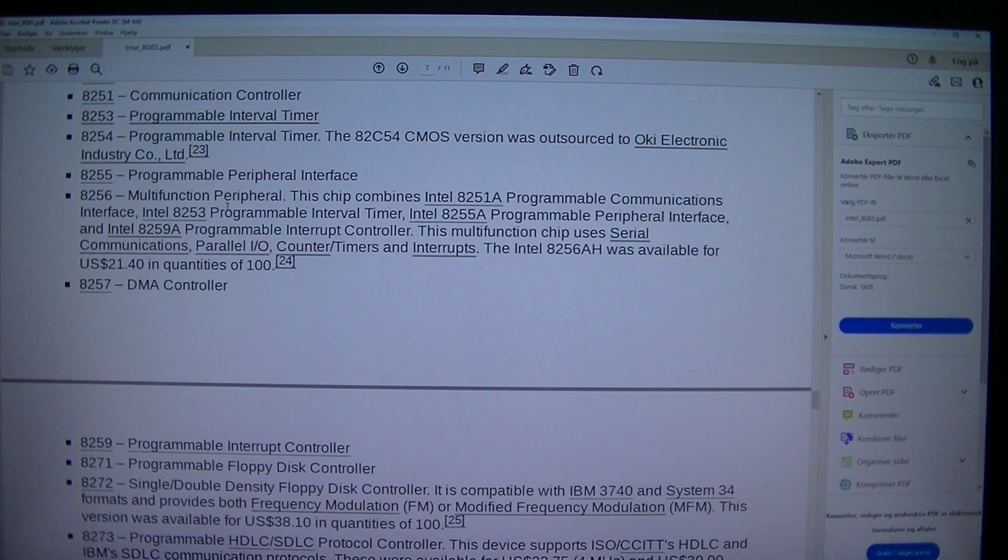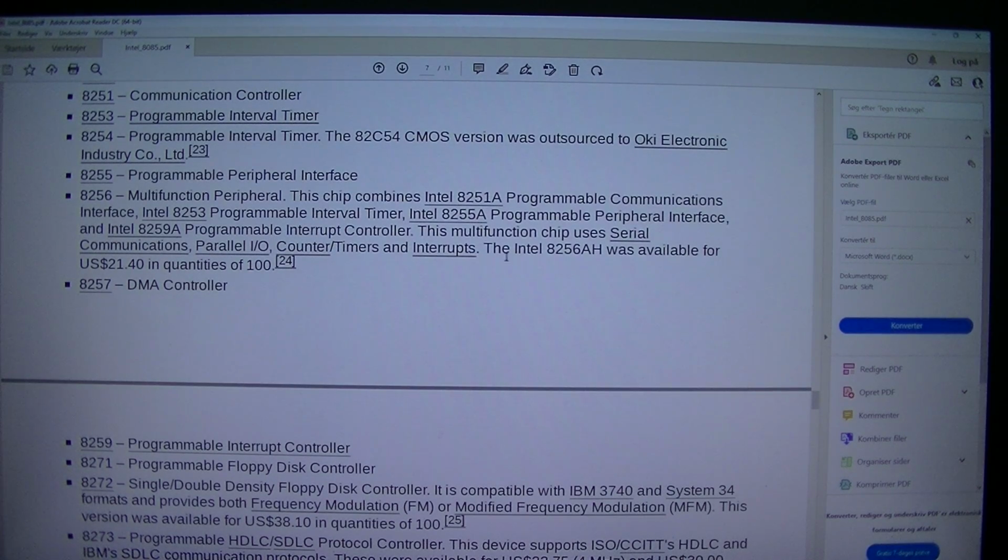8256 multifunction peripheral. This chip combines the Intel 8251 programmable communications interface, Intel 8253 programmable interval timer, Intel 8255 programmable peripheral interface and Intel 8259 programmable interrupt controller.